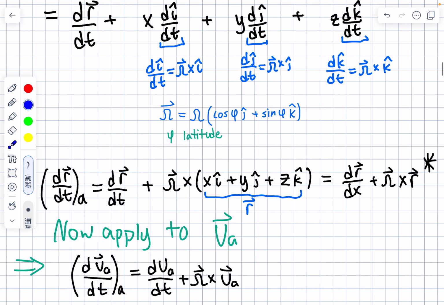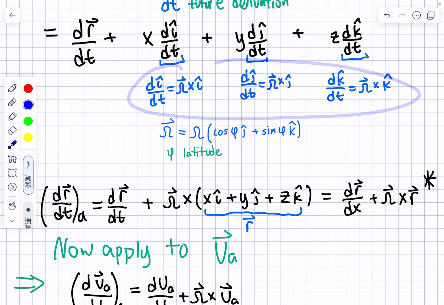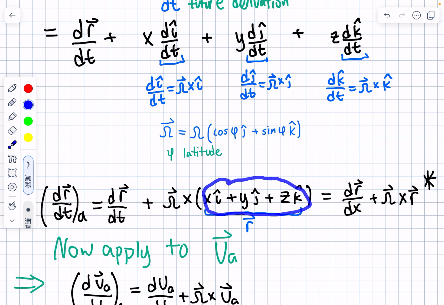And so we can then use this fact, and we'll get that dr dt in the inertial reference frame is equal to dr dt plus omega vector crossed with xi plus yj plus zk, and that's just as we defined before to be the position vector. So now we have that is equal to dr dt in the rotating frame plus omega vector cross r vector.